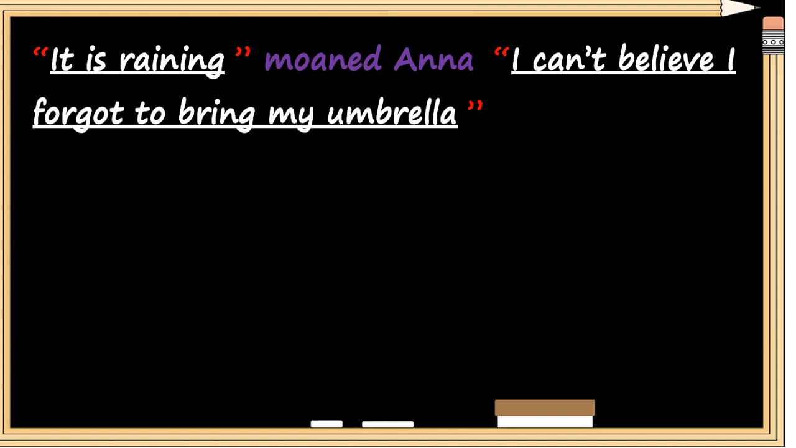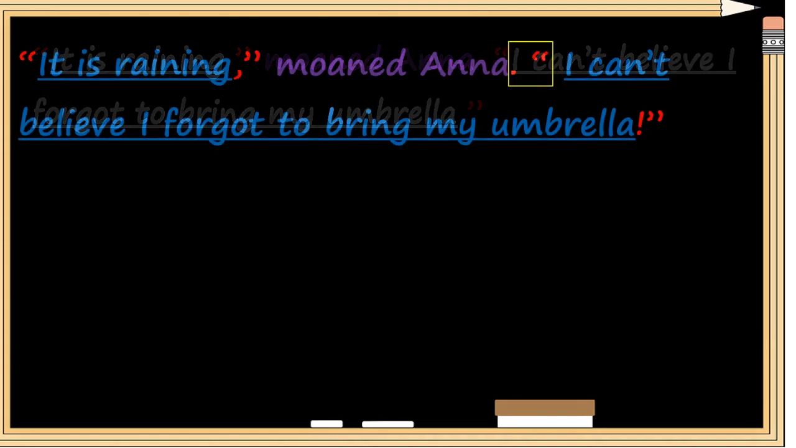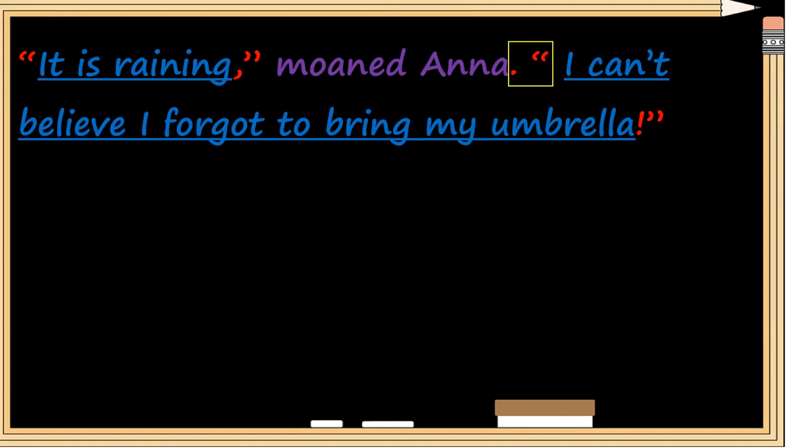So I know already "It is raining" is a statement sentence, and I'm going to put a comma, and then I'm going to say "moaned Anna." Now, after Anna, I'm going to put a full stop. Why? Because the next quote is a sentence by itself. So I'm going to put a full stop there and then have my next quote, which is going to end in an exclamation. If you count your punctuation marks now, you're going to have 7.